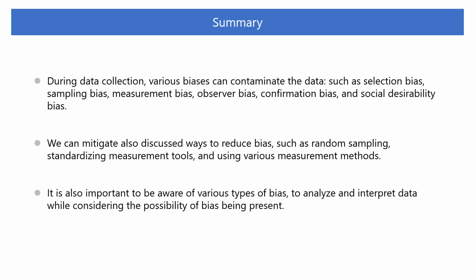During data collection, various biases can easily creep in, and as a result, the data obtained might contain bias. In this section, we have covered selection bias, sampling bias, measurement bias, observer bias, confirmation bias, and social desirability bias. We also discussed ways to mitigate these biases, such as random sampling, standardizing measurement tools, and using various measurement methods.